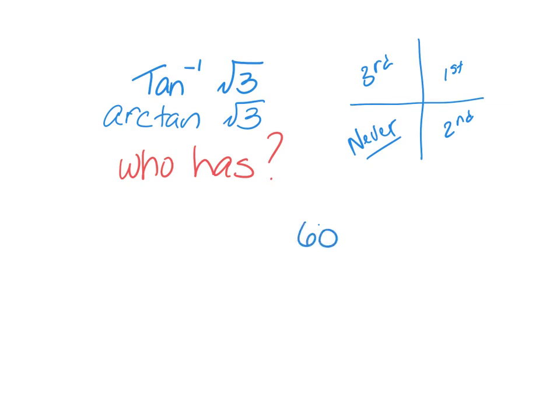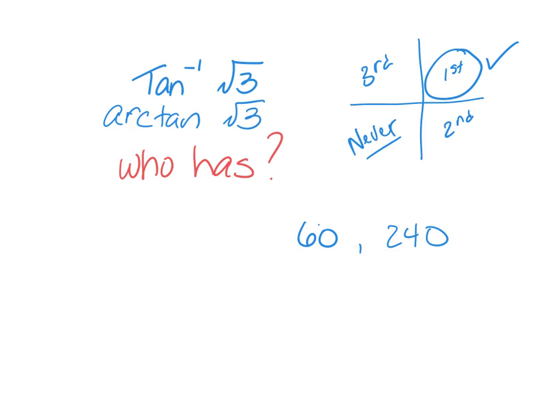120, 240? If it's negative root 3, then it'd be 300. Unless they're telling you to tell them all of the angles that have a tangent of root 3 from 0 to 360, all the way around the circle, this is what you're going to do for me. You're going to look in the first quadrant first, and we found it there, so we're done.